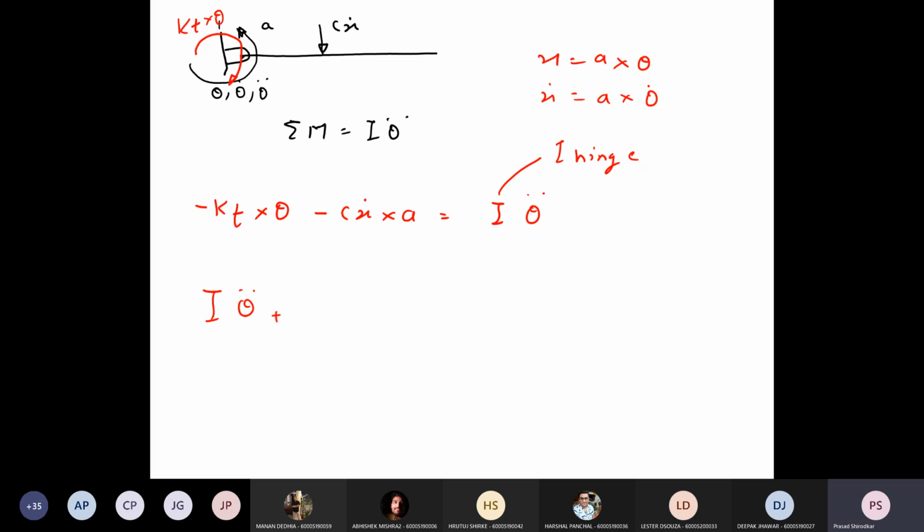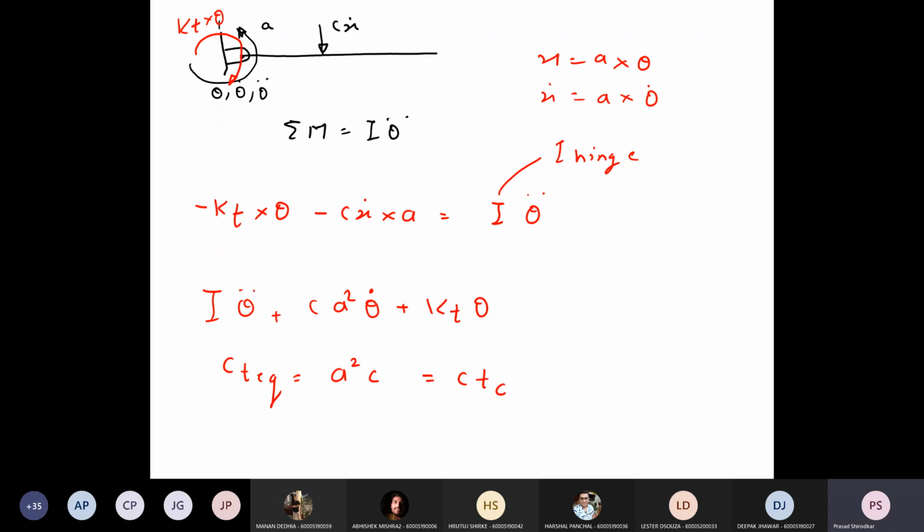So I can write I theta double dot plus, let me write the damping term first, since x dot is A theta dot, C A square theta dot plus K torsional into theta. So C torsional equivalent is equal to A square C. And for a critically damped system, this will be equal to C torsional critical.